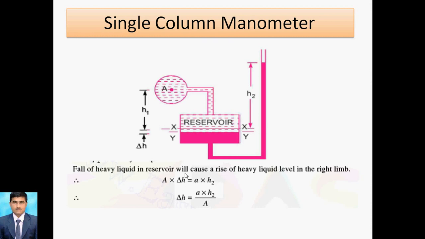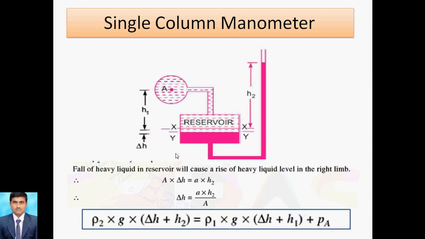Now we construct the relation, or equation, for the left limb and right limb. First we consider the right limb, where height h2 is there. For this height, according to the hydrostatic law, we can write rho g h2. This is the second fluid, so I write rho 2 g h2, and the smallest depression that takes place we consider here, so rho 2 g delta h. Delta h is here and also here.